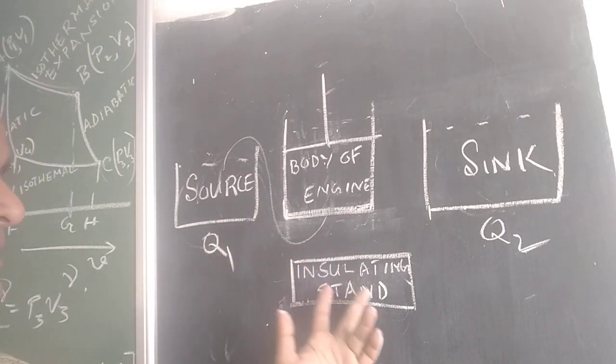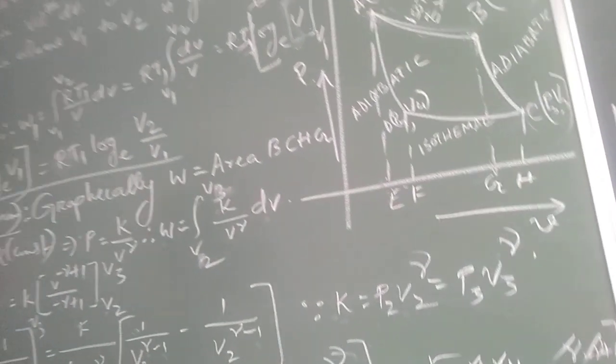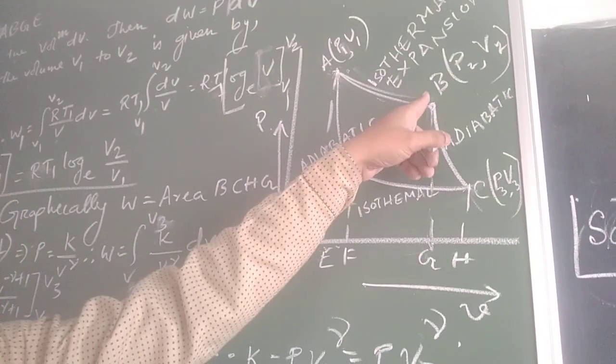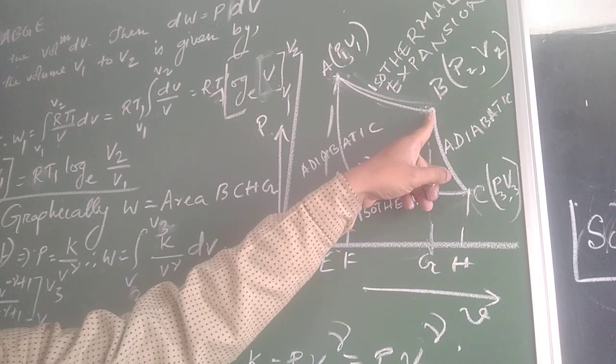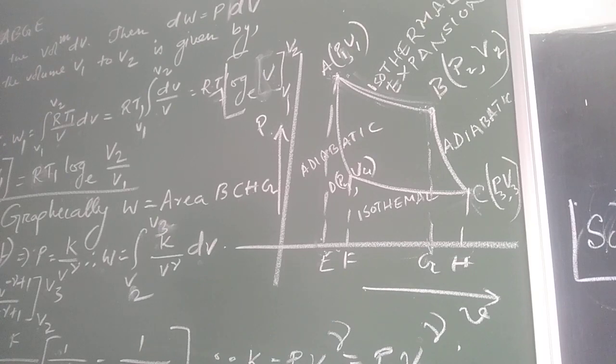This process is an adiabatic process. In the graph, you will see that it moves from P2 to B to C. So graphically, the area BCAG will give you the adiabatic work done.